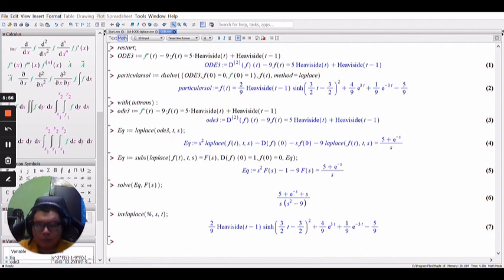So we want to change it from the form of s to the form of t, and we get f(t) equals 2 over 9 Heaviside t minus 1 hyperbolic sine of 3 over 2 times (t minus 1) squared plus 4 over 9 exponent 3t plus 1 over 9 exponent negative 3t minus 5 over 9. So this is the solution for this equation by using the method Laplace transform.